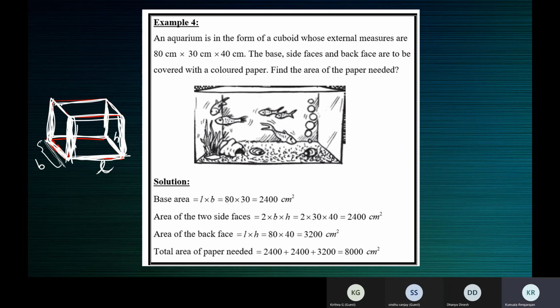Now, when you look at the top and bottom faces, the top face, what is this? This is the length. And this is the breadth. See the bottom face? This is the bottom face. This one is the length, L, and this is the breadth. So the area of the top face and the bottom face each will be L into B.